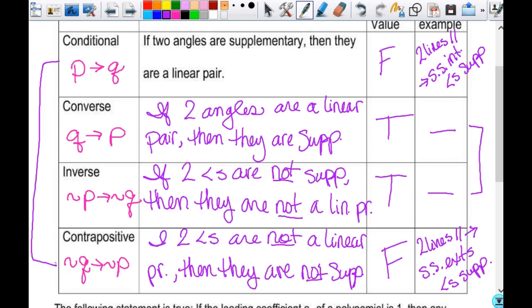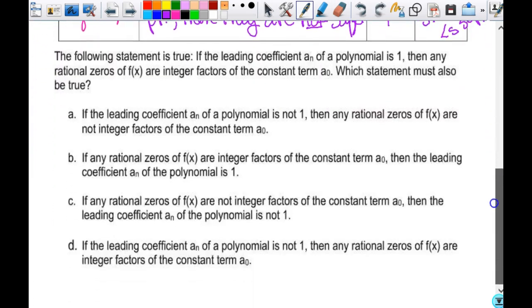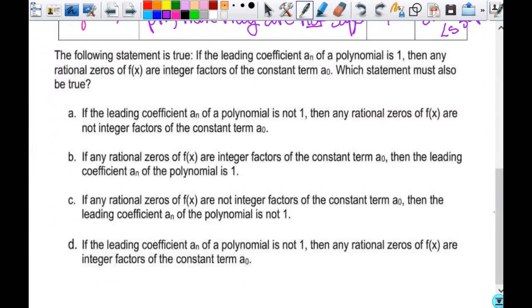So when we go on to look at a question like this, it says, the following statement is true. If the leading coefficient a sub n of a polynomial is 1, then any rational zeros of f of x are integer factors of the constant term a sub 0. Which statement must also be true? Now, do you even know what that's saying? No, I took that right out of what we're doing in pre-cal. It doesn't matter if you've learned it. It doesn't matter if it makes any sense at all to you. It could be, again, like about nuclear physics. I'm not asking you to read each one of these and analyze them and see what you know about integers and constant terms. None of that is relevant here.